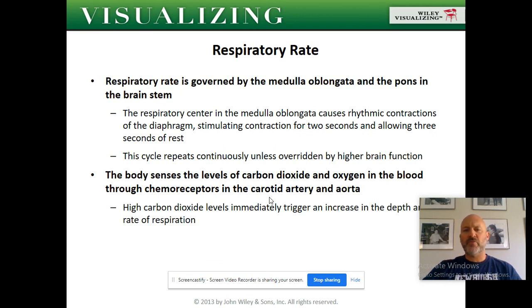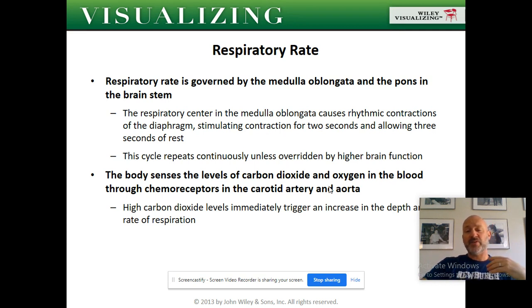Your respiratory rate is governed by your brainstem. In the brainstem, we have the medulla oblongata. We also have the pons, and the medulla sets the rhythm of your breathing. However, of course, this could be overridden by higher brain functions. And we see that happening when we start to run up and down the stairs. You'll start to breathe more, right?